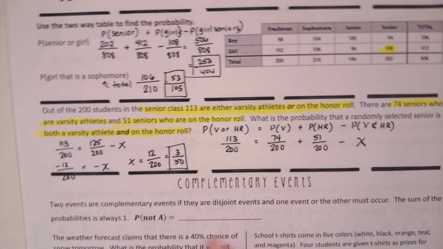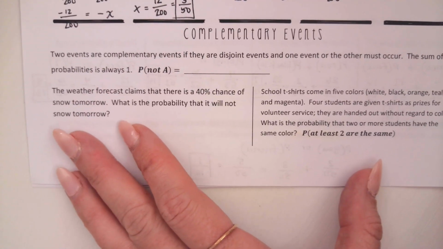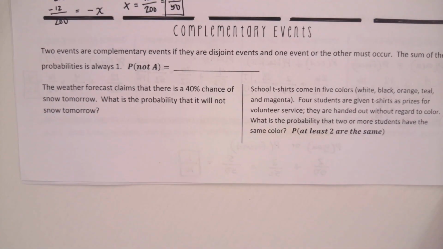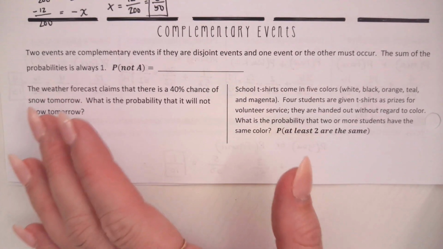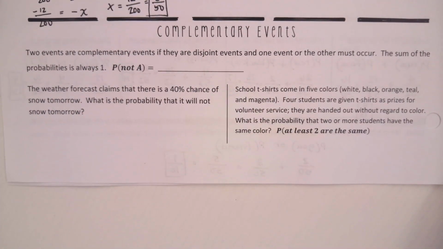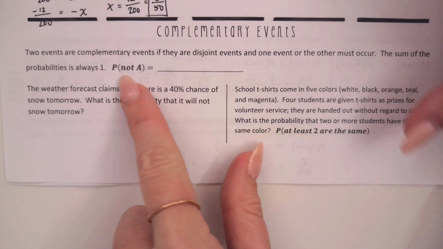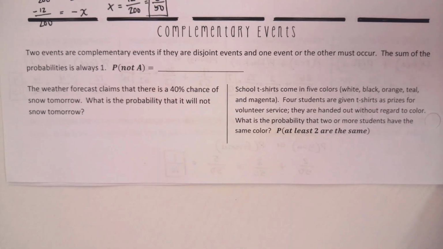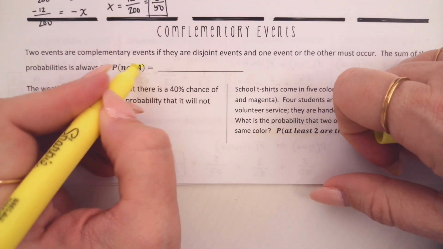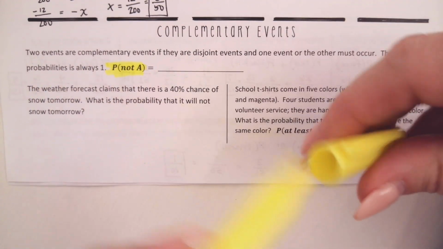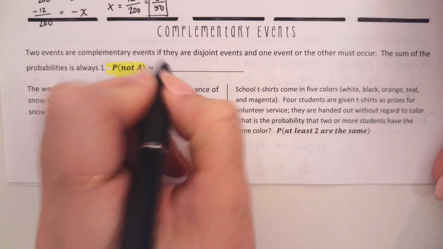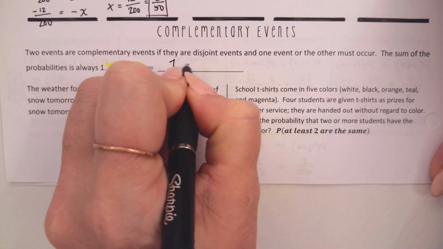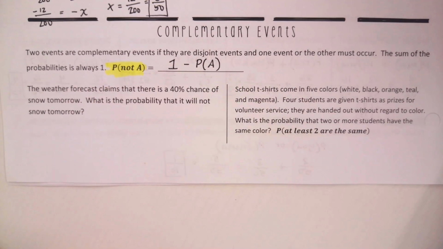All right. Last thing for today is talking about complementary events. Complementary events are disjoint events where one or the other must occur, so their probabilities add up to 1. You'll often see these written as not something happening, probability of not A. So I know their probabilities have to add to the whole number 1. So the probability of not A happening would be 1 minus the probability of A happening.